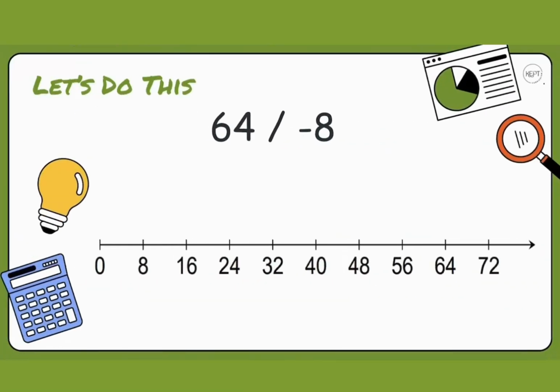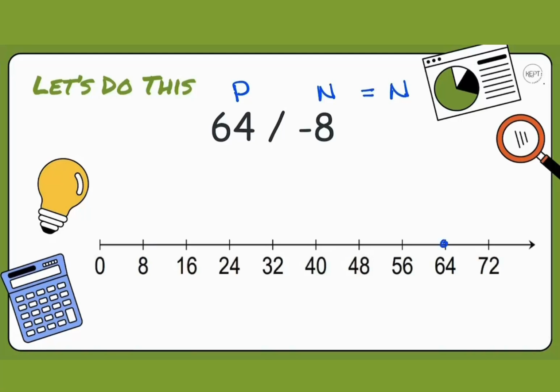All right, let's continue dividing some negative integers on the number line. Remember that same sign is positive and different sign is negative. So here we have a positive number divided by a negative number, and those two signs are different. So that means that our answer will be a negative answer. Now we're going to start at 64 and we're going to jump in increments of 8. So I've outlined our number line to show that.